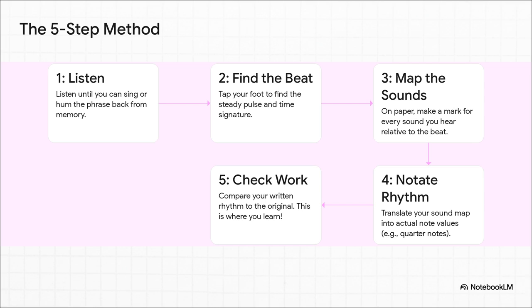Now, step 3 is kind of the secret weapon. Forget about notation for a minute. Just make a mark on paper, a little dot or a slash, for every single sound you hear. Where does it land compared to your foot tap? Then, and only then, do you do step 4, which is translating that simple map into actual notes. And finally, step 5, check your work. Play what you wrote, compare it to the original. That last step is where you're going to learn the fastest, trust me.